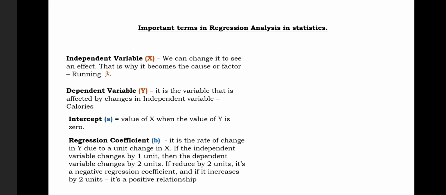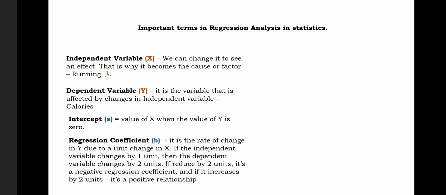If the independent variable changes by 1 unit, then the dependent variable changes by 2 units. So it is called the regression coefficient, represented by the letter b. Let's see one more situation. If it reduces by 2 units, it's a negative regression coefficient, because one variable is increasing and another is decreasing. And if it increases by 2 units, it's a positive relationship, because if one variable is increasing, the other variable is also increasing by 2 units. So it's a positive regression coefficient relationship.